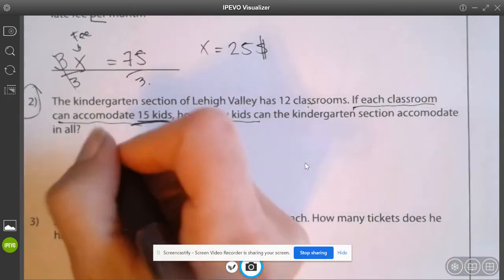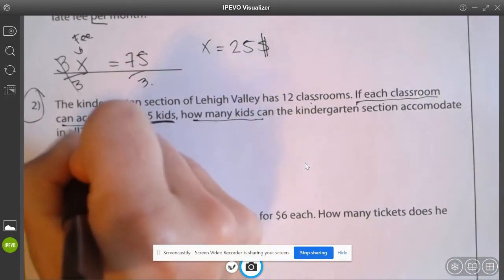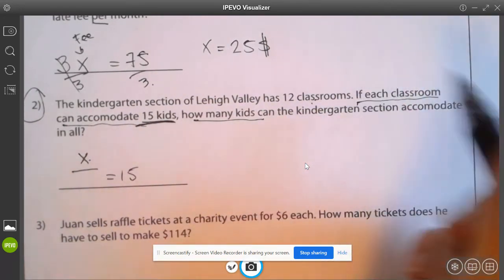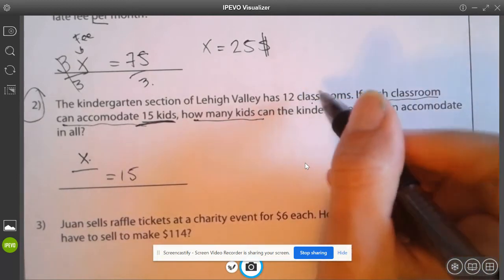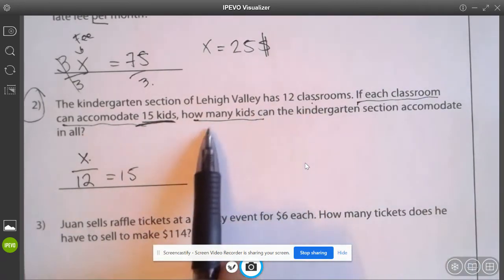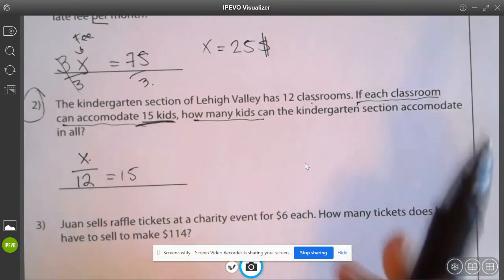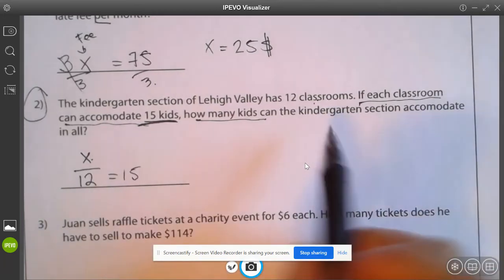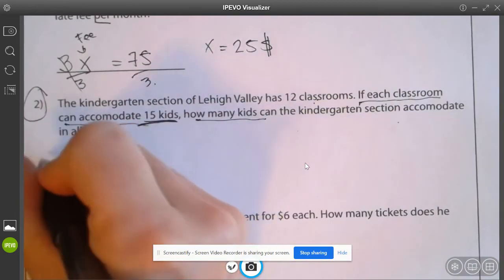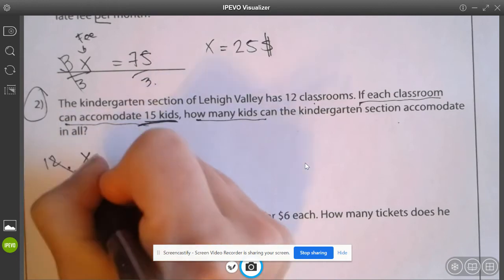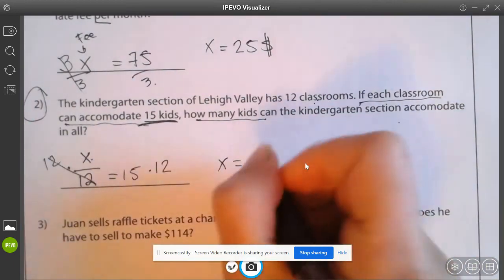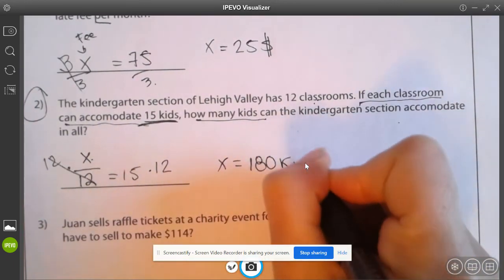And we're looking for how many kids, and I can put in 12 classrooms. So I don't know how many kids, so that's my unknown. You can use any letter, by the way. I just use X because more people use it. Anyway, so X divided by 12 will give me how many kids I can accommodate in each section. How many kids can the section accommodate in all? So in all the classrooms. Okay, so that makes sense. So times 12, times 12, that goes away. And then X equals 15 times 12, which is 180 kids in total.